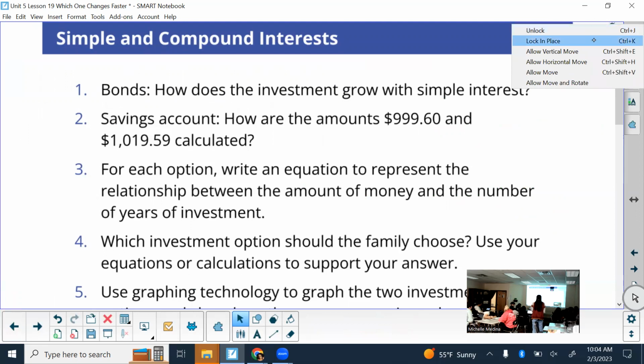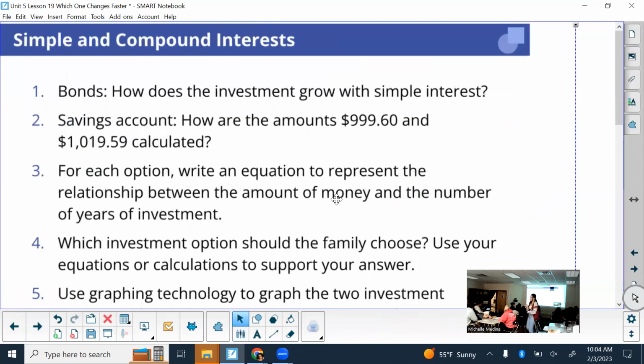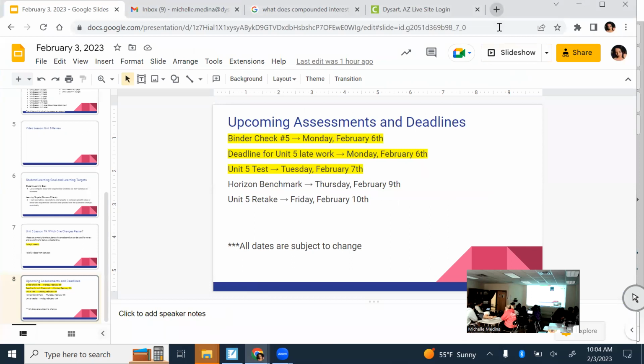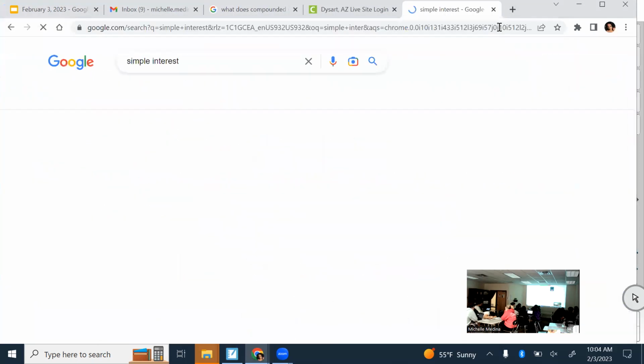So how does the investment grow with simple interest? Let's make sure we know what simple interest means. Anyone know what simple interest means? Okay, I could guess, I think I know, but I'm not going to assume, because we know what assuming does.